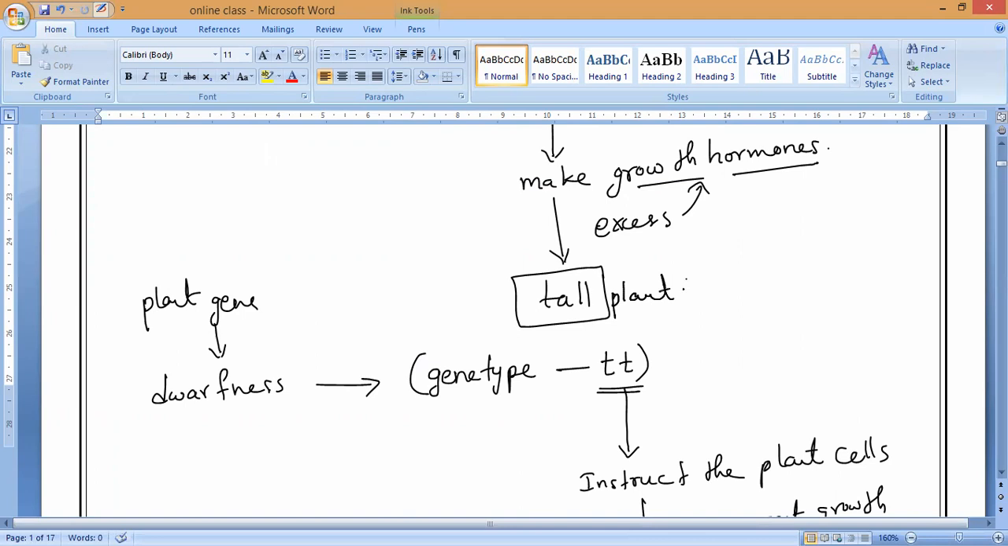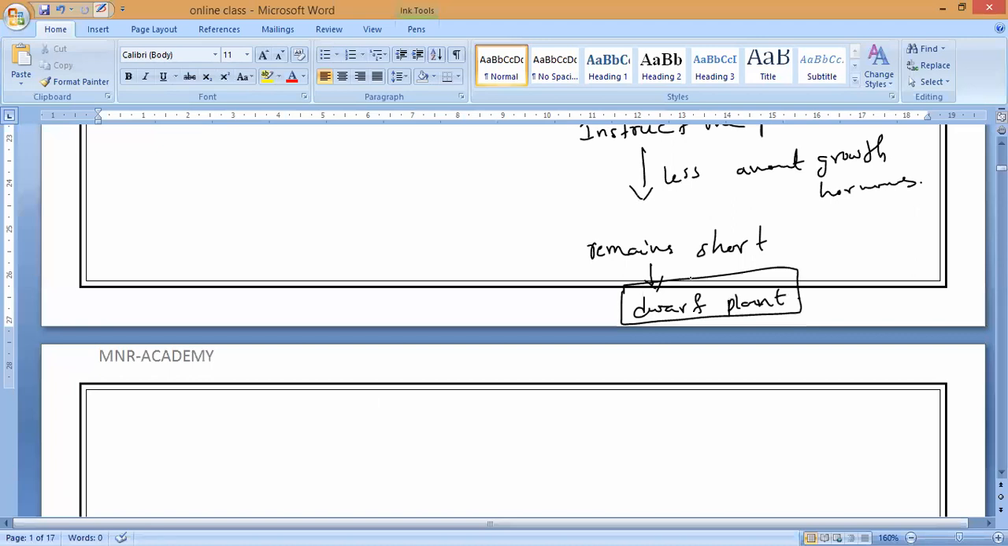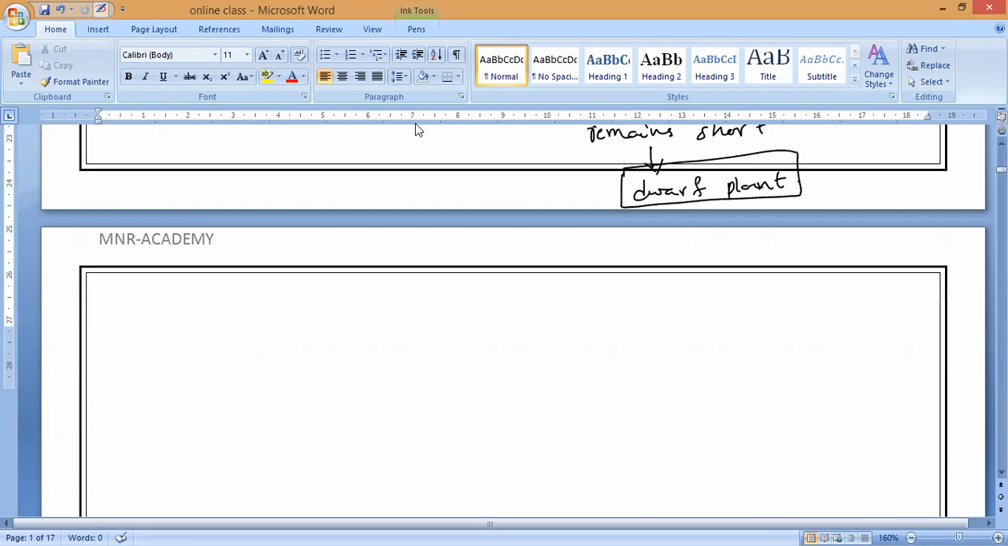Now, in a similar way, just like plants, how it controls dwarfness or tallness, if you take the characteristics in animals also, including us, human beings, the transmission from the parents to the child by genes happens through sexual reproduction. So now, let us take an example of the transmission of hair color from the parents to the child.